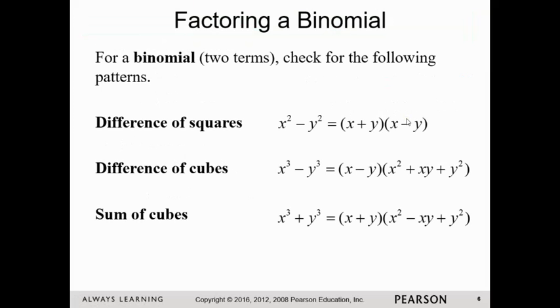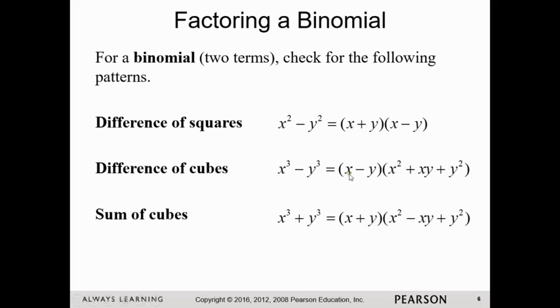So when we have a binomial, as we said in the very first slide here, you check to see if you have any of the following patterns. Difference of squares. That's where you have a difference, which is subtraction, right, between two squared numbers or variables. And then we would factor it in this way, right? Remember, the square root of the first plus the square root of the second times the square root of the first minus the square root of the second. And then we had difference of cubes, where we have the difference of subtraction between two cubes, right?